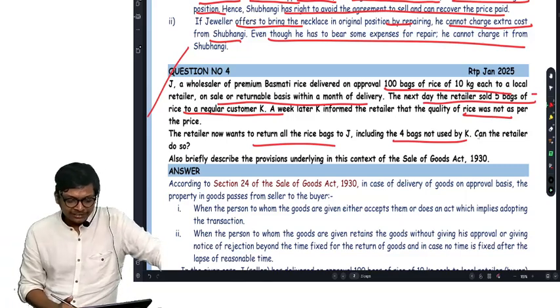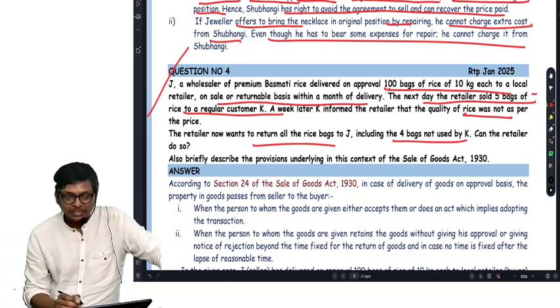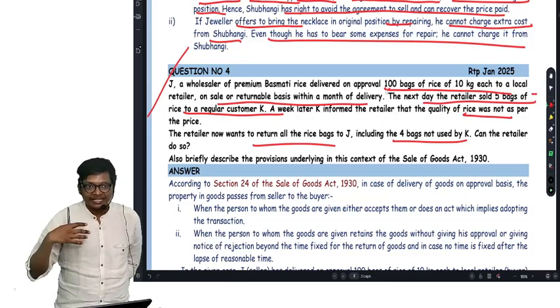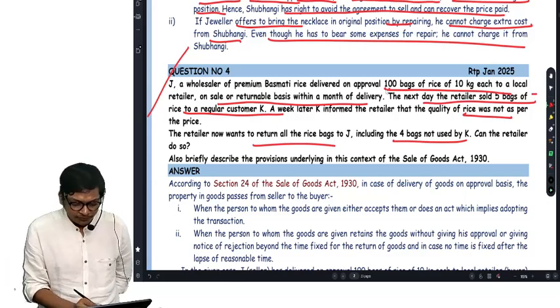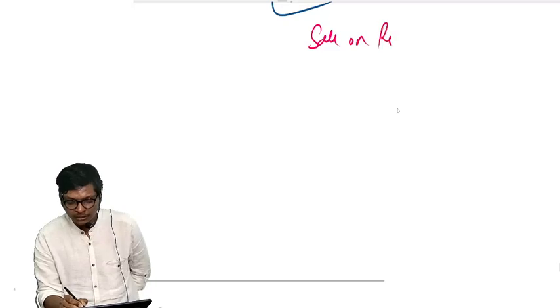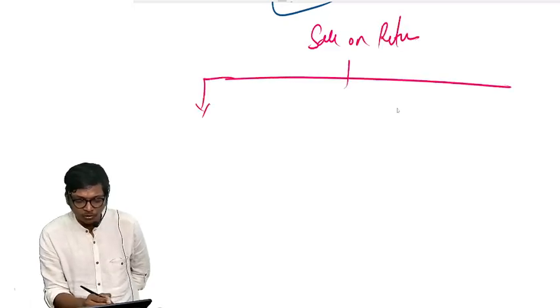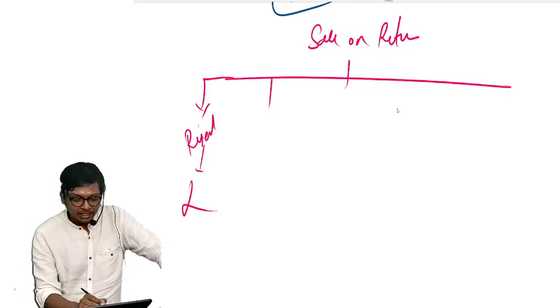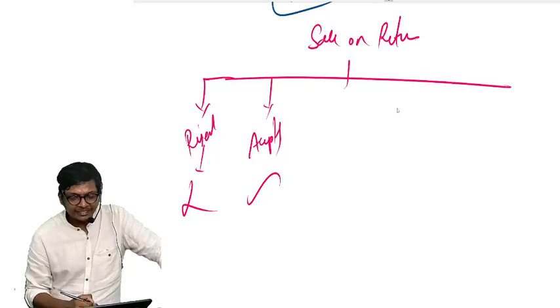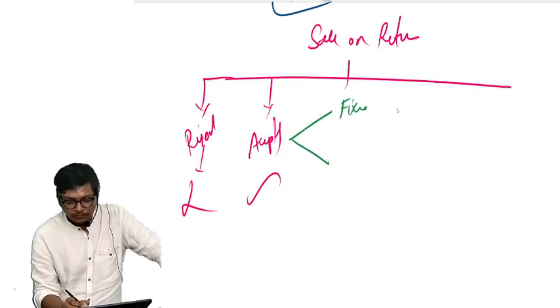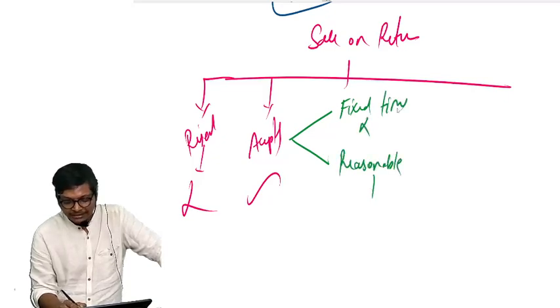Okay, J is a wholesaler of premium basmati rice, delivered on approval, sale or approval basis. In sale or approval basis, common sense. When I send on approval basis, he has to accept. If you look at sale or approval basis, many times they ask in the exam, sale on return basis, 3 cases or 4 cases. If the buyer rejects, the sale itself is not taking place. If the buyer accepts, the sale is valid. In this acceptance, it should be based on a fixed time given. If no time is given, it will be based on a reasonable time.